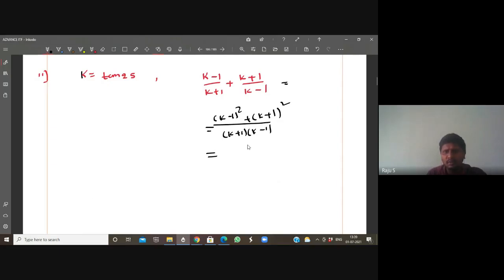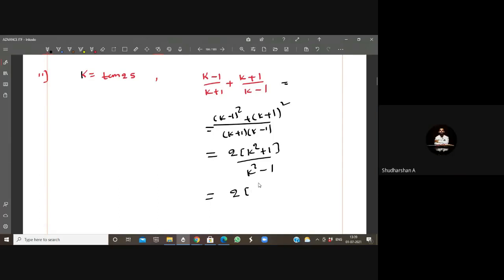This is clearly equal to what? Yeah, it is in the form of A plus B whole square plus A minus B whole square, which is 2 times of A square plus B square. Am I right? With K square minus 1. Student, is it clear? 2 times of K square. K square means tan square 25.